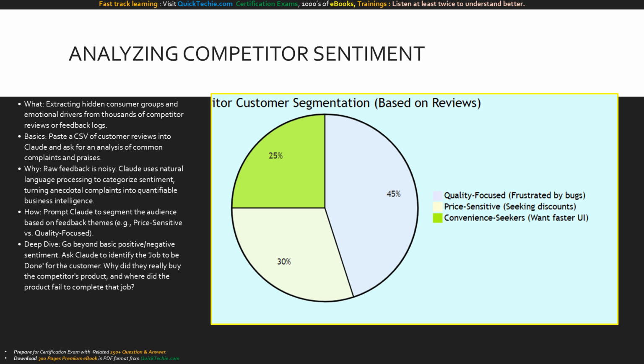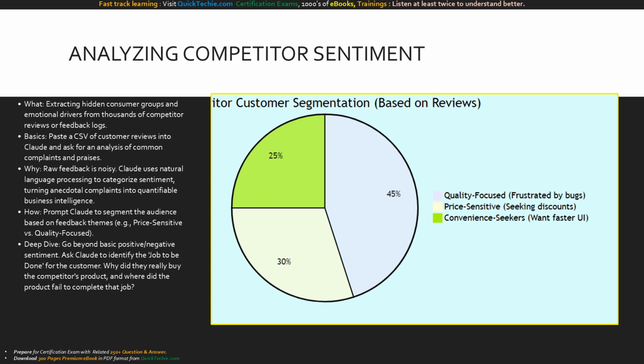We instruct Claude to identify the customer's core job to be done. We don't just want to know that a user hated a competitor's software. We want Claude to tell us why they bought it in the first place and exactly where it failed to deliver. This turns anecdotal complaints into precise, quantifiable business intelligence that you can use to capture disgruntled market share.